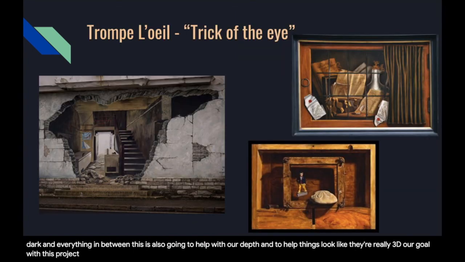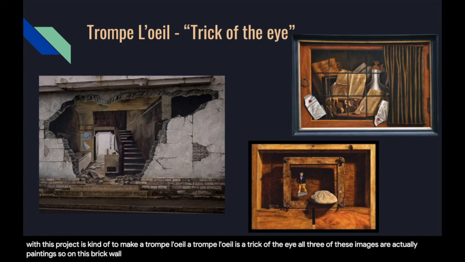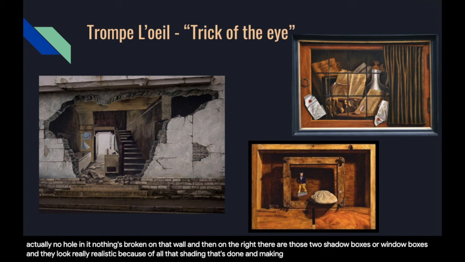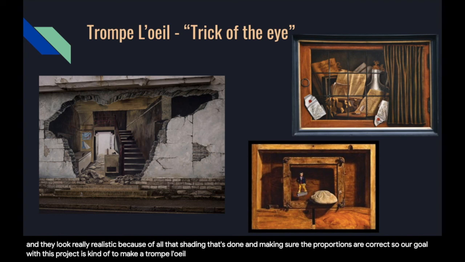Our goal with this project is kind of to make a trompe l'oeil. A trompe l'oeil is a trick of the eye. All three of these images are actually paintings. So on this old building, that's a painting that was painted to make it look like it had a big hole in it, but there's actually no hole in it. Nothing's broken on that wall. And then on the right, there are those two shadow boxes or window boxes, and they look really realistic because of all that shading that's done and making sure the proportions are correct. So our goal with this project is kind of to make a trompe l'oeil or trick of the eye. We're going to trick our viewer into thinking that our drawing is the real deal.